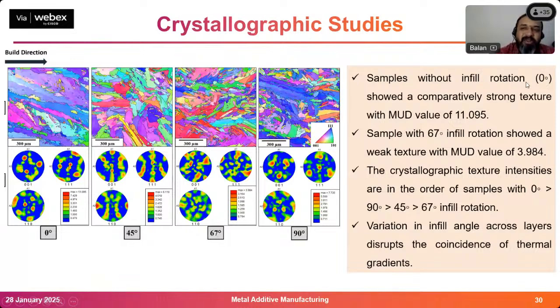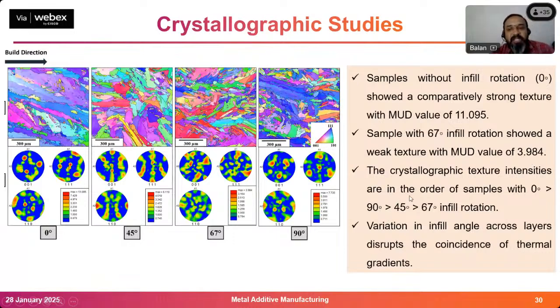So the sample without infill rotation, 0 degree, shows an MUD of 11. It's very high. And if you see samples 67 and 45, it gives better MUD values, of 6.9. That's called weaker texture. Weaker texture is very important rather than strong texture, because with strong texture, if you apply the load in that direction, you'll have very good properties. If you change the loading condition to a different direction, it will break immediately. So if you have a weak texture, and you load it from any side, 360 degrees, the life will be a little more. So we need a weak texture of lesser MUD, that is 3.9 or 4, you can say.